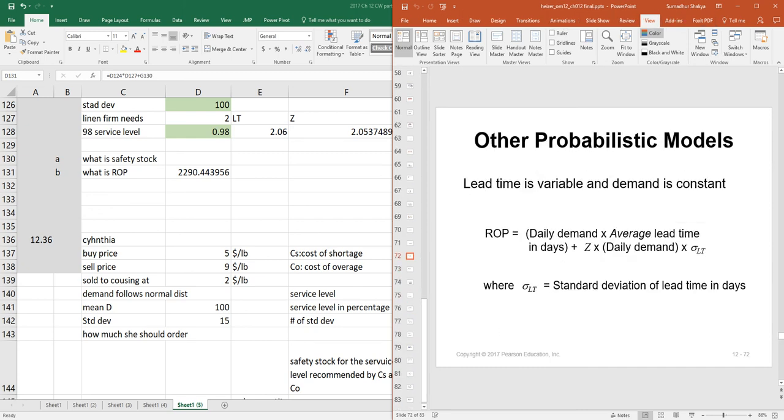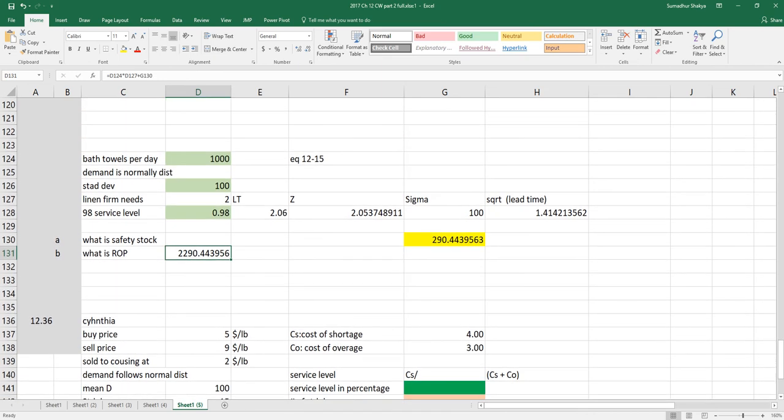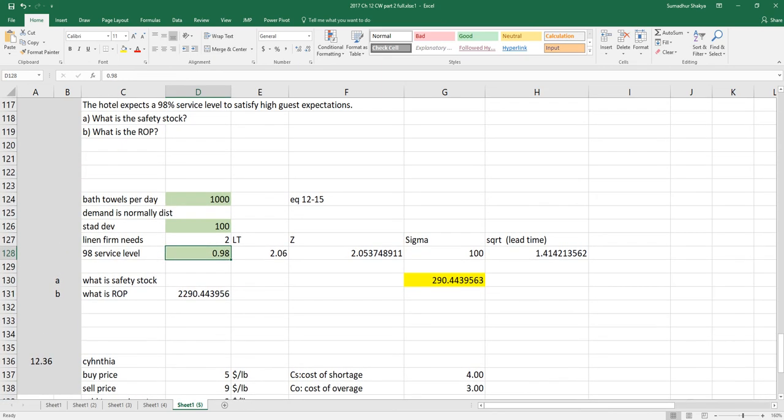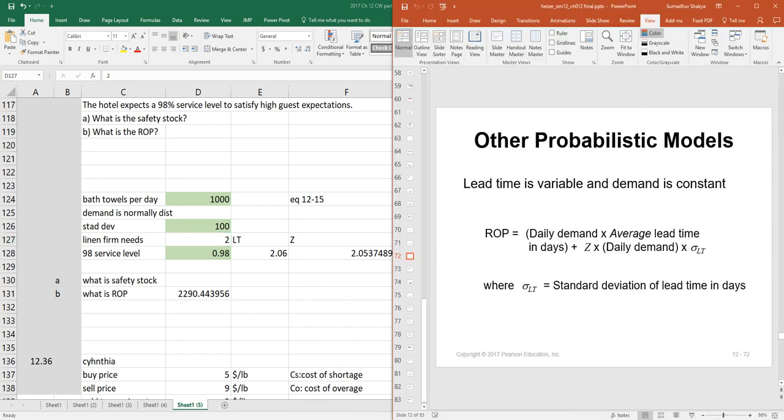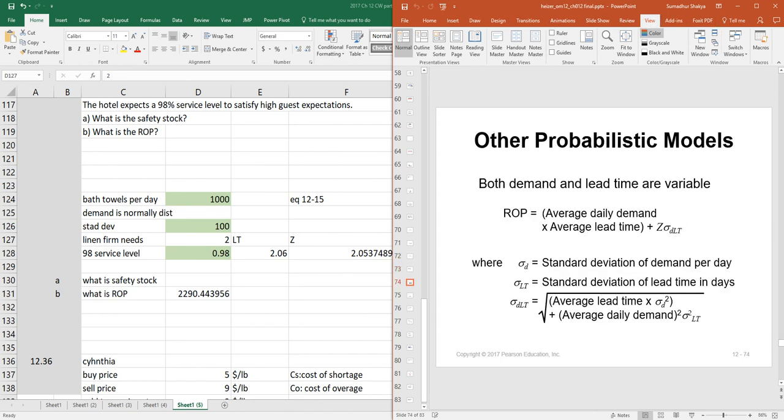The next thing could be when the demand is constant but the lead time varies. So let's say the linen company, instead of taking 2 days, has its own variation. So there's no standard deviation, no variation in the demand. But instead, the linen company says we might come in somewhere between 2 and 3 days or 2 and 5 days and so on. In that case, we need to account for the variation in the lead time, or both of them might change.